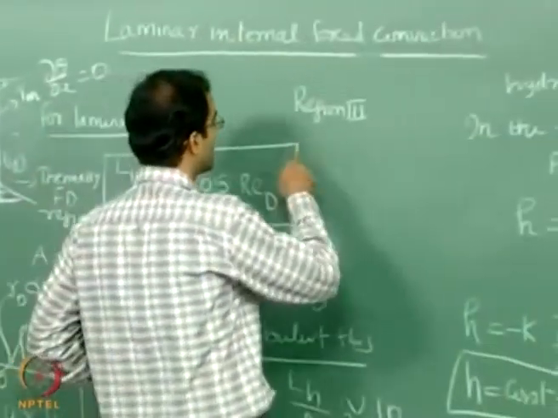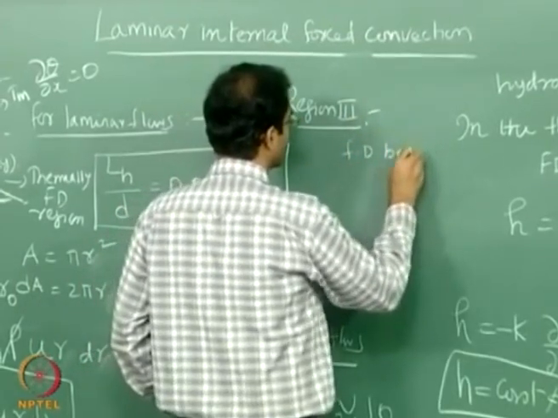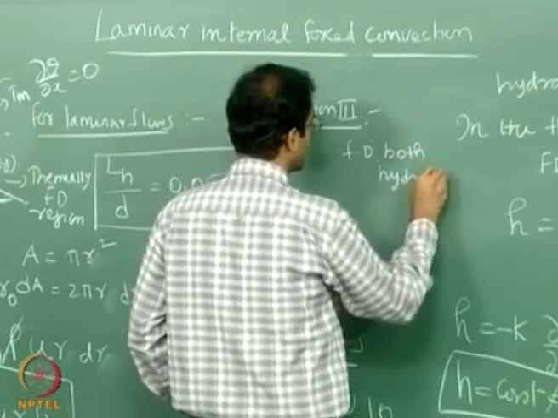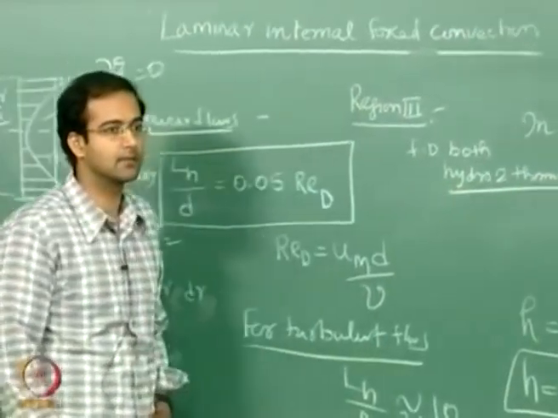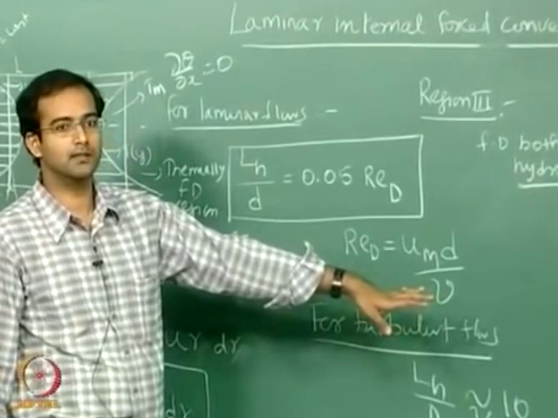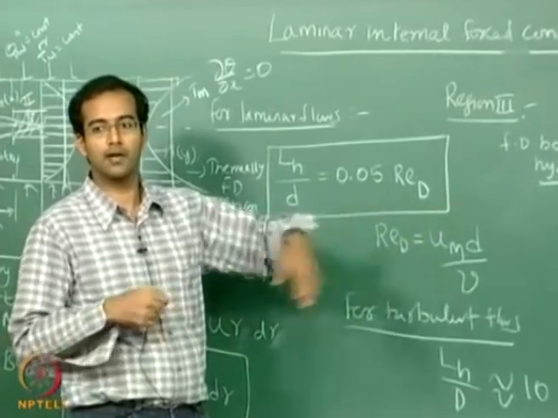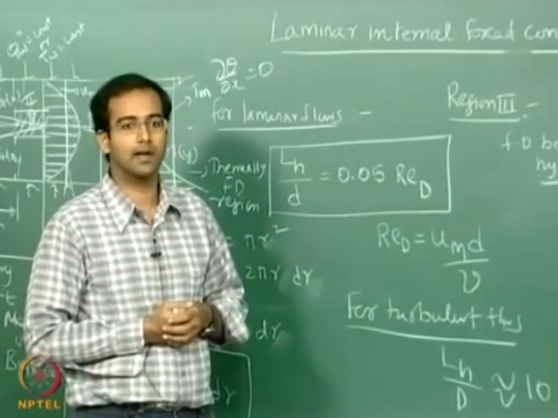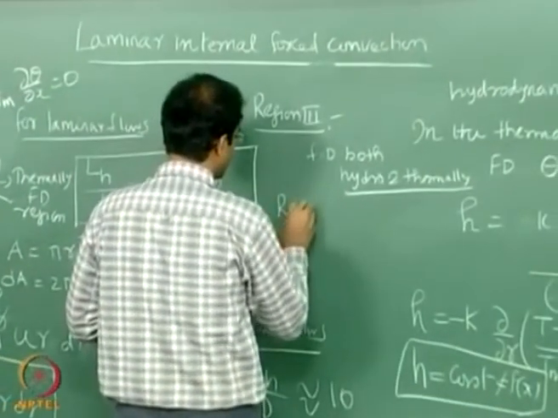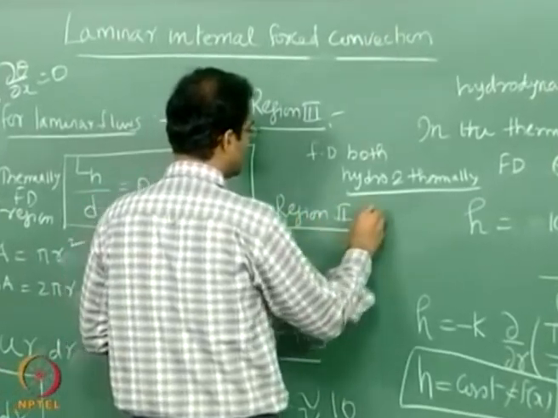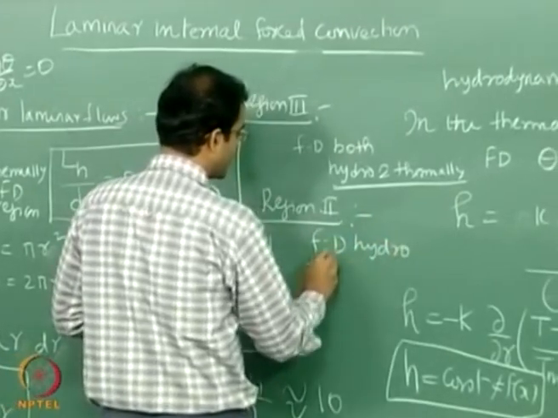Okay, so the first part of the course will be on region 3, which is fully developed both hydrodynamically and thermally. And as you can see, that is the simplest to start with, because you have constant heat transfer coefficient, so you can calculate the velocity profile, the temperature profile, and for a given boundary condition, whether it is a heat flux or a wall temperature, you can identify what is that constant value of h. Then slightly more complicated is region 2, where you have fully developed hydrodynamics and thermal entry length.